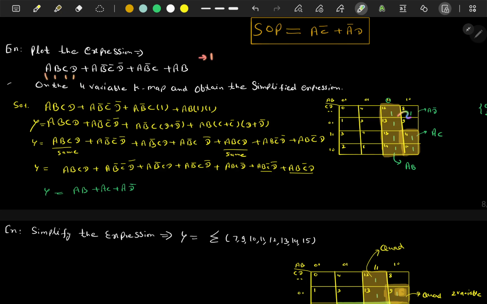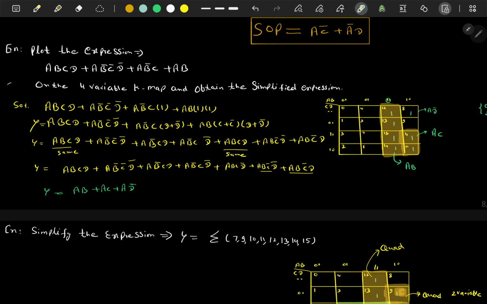So 1 1 1 1 here, and 1 0 0 0 here. Here only C changes, so it is represented by 1 and will be D plus D bar. Here also C plus C bar and D plus D bar. When you solve it, these two variables are eliminated. So A B bar C bar D, and thus you can represent all the terms on the K-map.